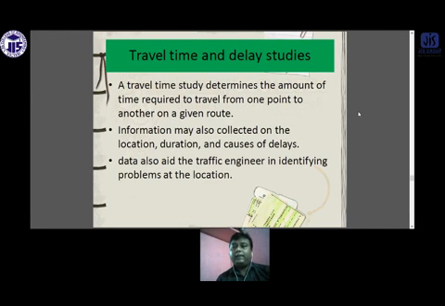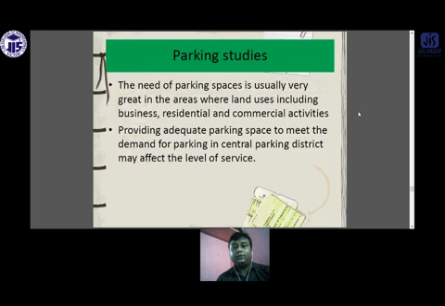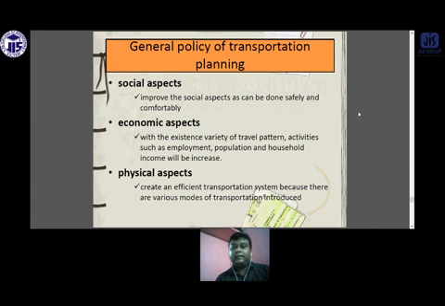Next is travel time and delay. If the speed is more, then the time taken will be less and the delay will be less. So again, time, delay, speed and volume are all related to each other. And parking, as I already discussed, there is on-street parking and off-street parking. What are the various types of orientation of on-street parking? That has already been discussed.